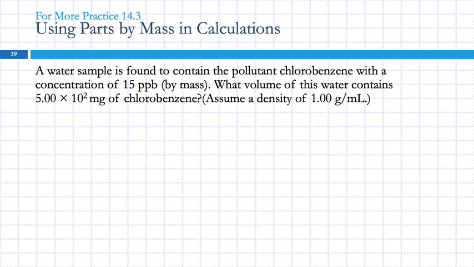So we'll just follow the pattern we've been doing, and we'll highlight numbers that were given. And then we'll highlight what we want to find. So we want the volume of this water. So then let's take these numbers and write them down. So 15 ppb.